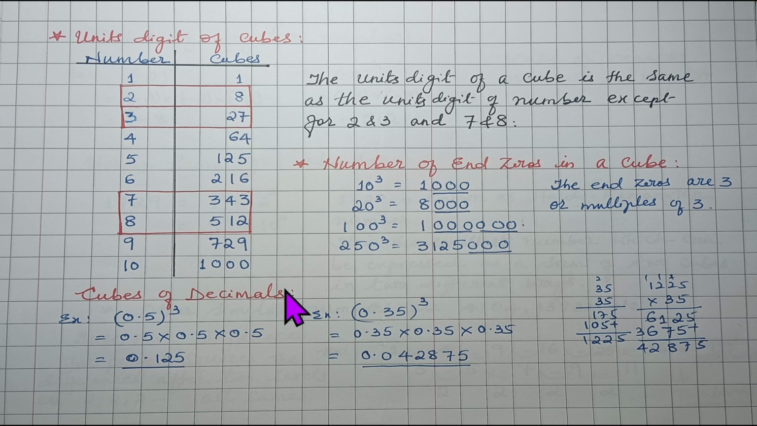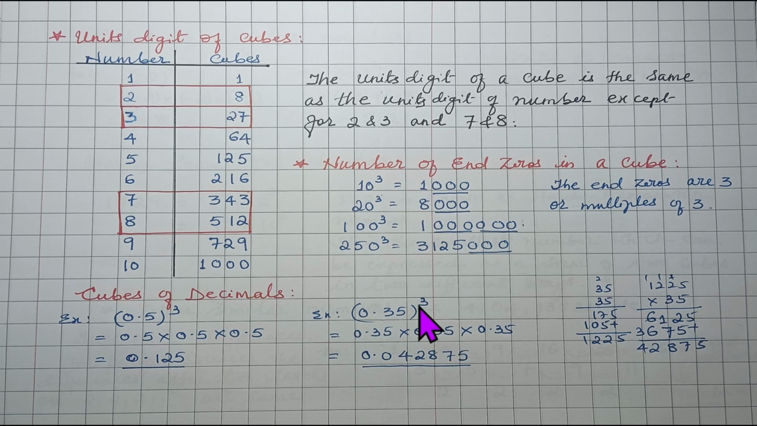Now the cubes of decimals. The cubes of decimals is a very easy method. So forget the decimal point. 5 cube would be 125. Then you put the decimal point after 3 places. 125, that is 0.125. Otherwise multiply 0.5 into 0.5 into 0.5. The answer is the same.